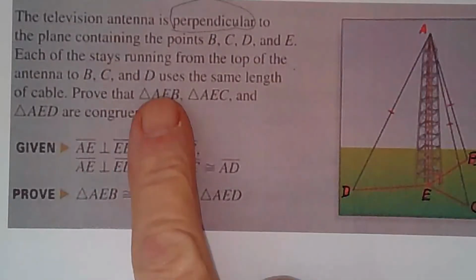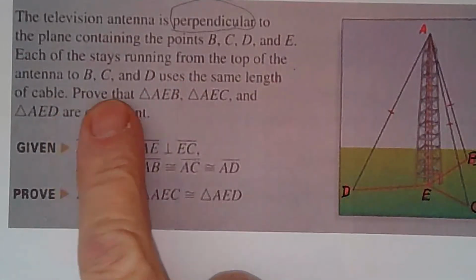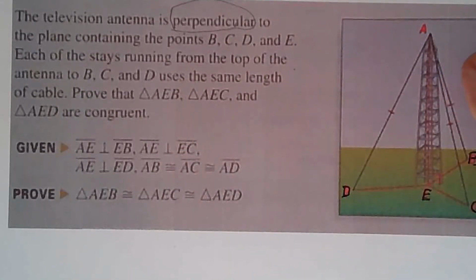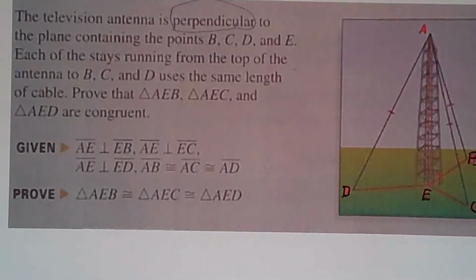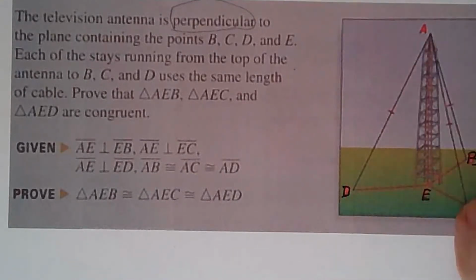So, all right. Then it says here, each of the stays running from the top of the antenna to B, C, and D uses the same length of cable. Well, stays, what on earth is that? You've probably seen this with towers like this. They have a narrow base at the bottom. To keep them from being blown over by the wind, you have these cables that run from the top of the tower out to a certain distance, and they always have them go out to the same distance, although they don't say that here, so we can't use that as any kind of a proof.